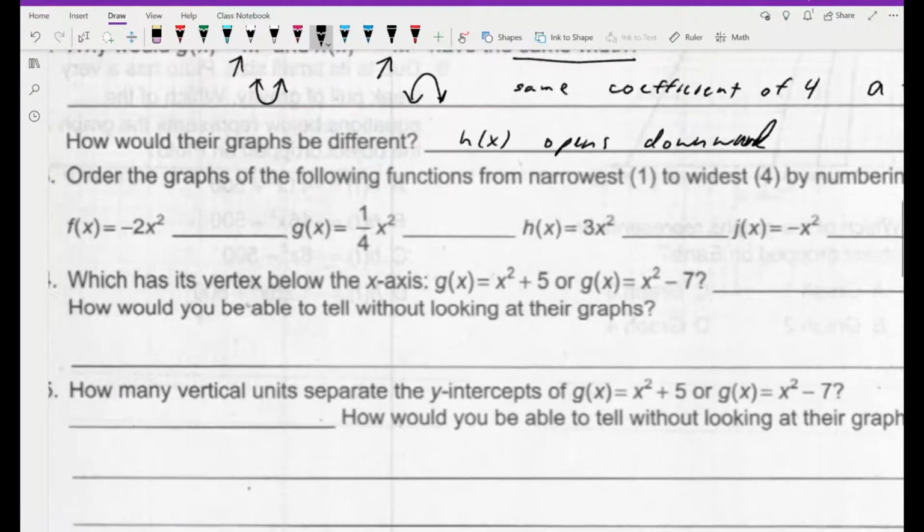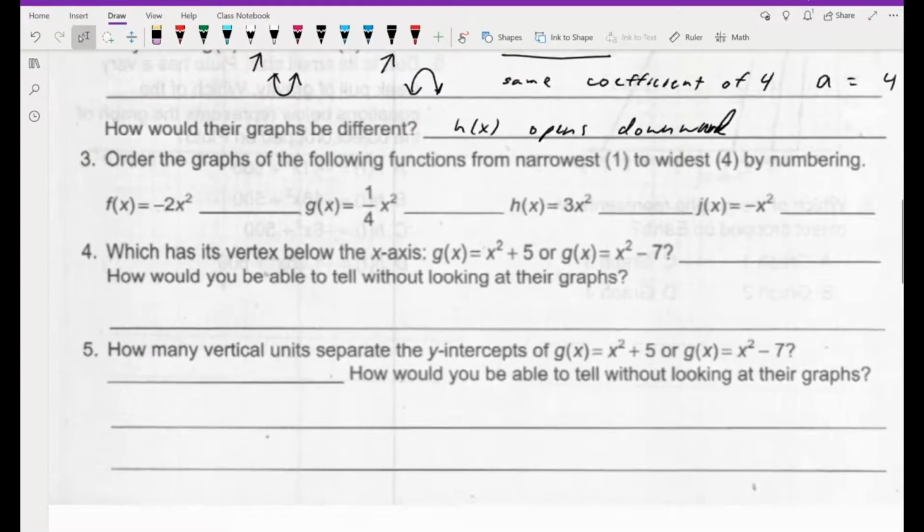Now, order the graphs of the following functions from narrowest to widest. It's always a good idea to pause the video and try it on your own, and then we can just check the answer with the video. The widest will be the smallest number. Remember, we ignore the negative sign. We just look at the numbers themselves. The narrowest will have the highest number, and the widest will have the smallest number.